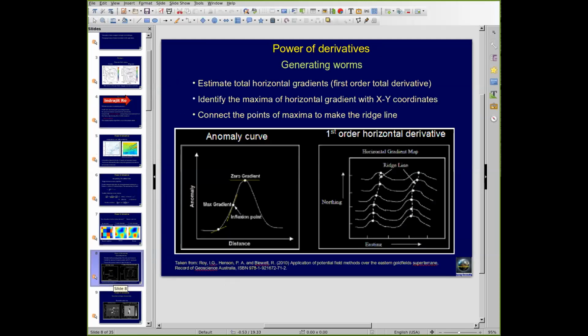Let us come back to that. How do you generate the worms? To estimate horizontal gradients, the first order total derivative is the most important aspect of generating worms. See the curve over here. This curve has a maximum gradient at the point of inflection. So from the anomaly curve, that point of maximum gradient is chosen, and all those points make ridge lines. These ridge lines are connected to generate the magnetic worms.